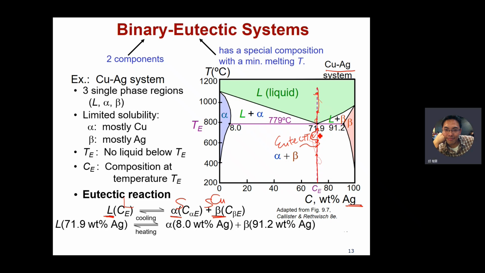Okay, therefore we can write this eutectic reaction down. We have a liquid phase with 71.9 weight percent of silver. When we cool, you will form the alpha and the beta phase. For the alpha solid solution, there's 8 weight percent of silver. For the beta, it has 91.2 weight percent of silver.